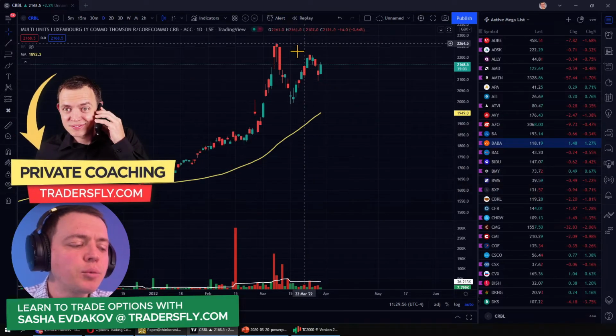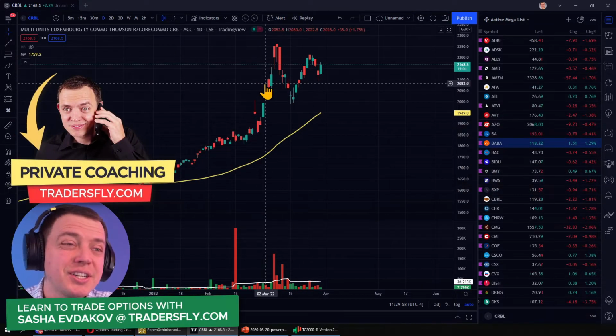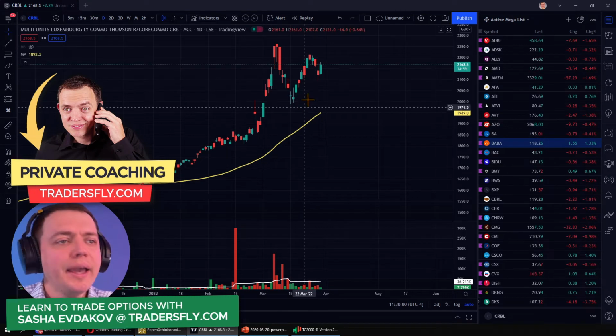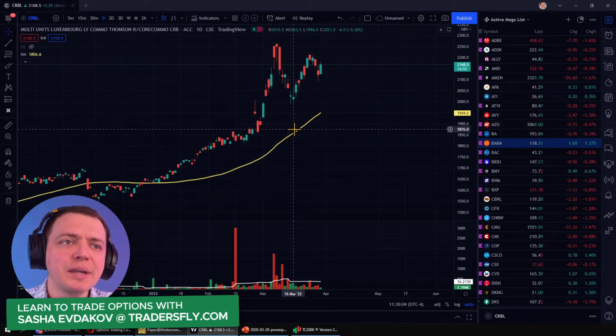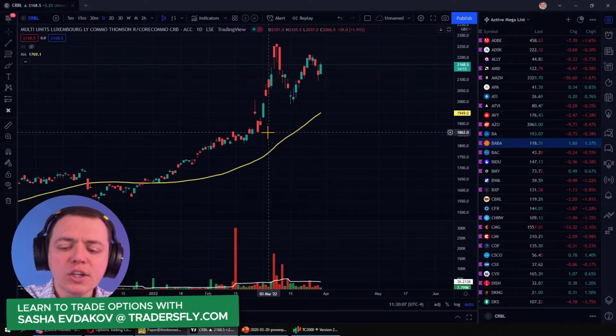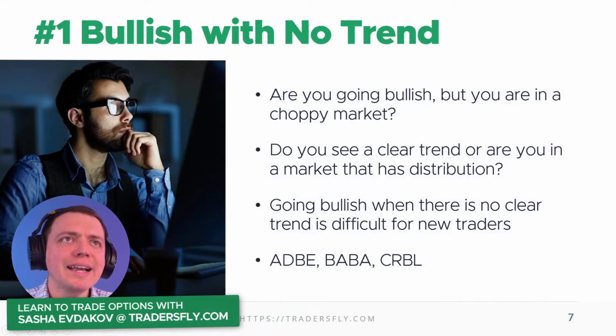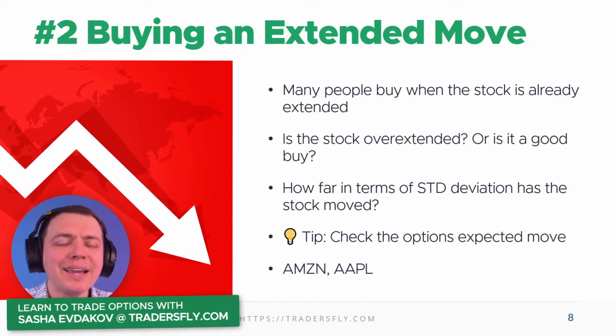So anyway, it's a little more difficult when you've got some sideways action and you're a bit extended. And even though you've got this bullish movement to the upside, it just makes it a little more difficult. All right, let's go in and take a look at the next thing, and the next big mistake is buying on an extended move.